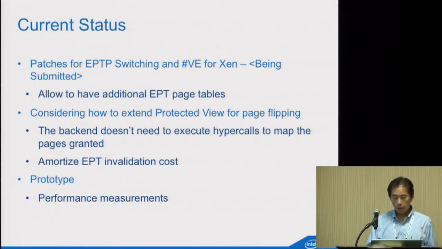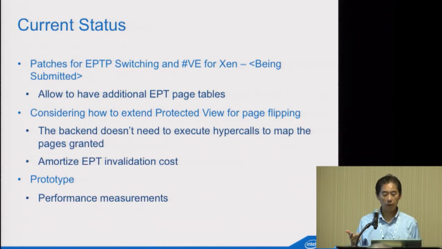Then what I'm looking at is combining this with page flipping. The problem is that page flipping involves the invalidation of a TLB, and that's very costly. EPT invalidation is also costly.